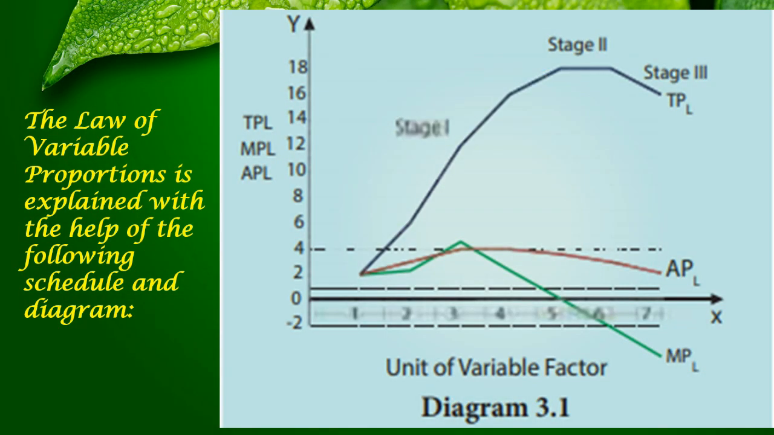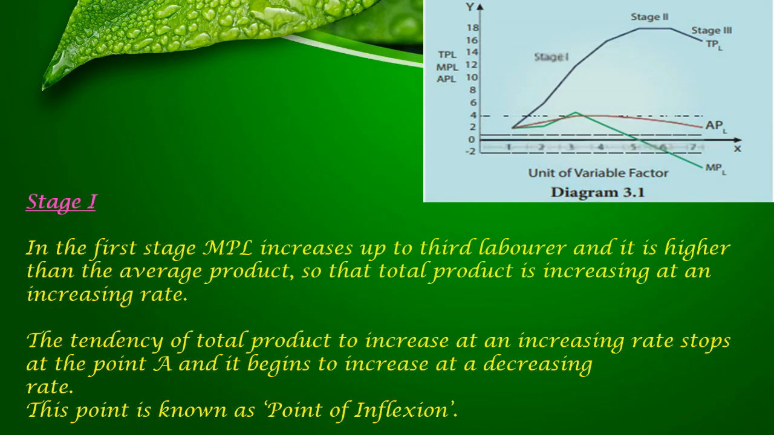Now the law of variable proportion is explained with the help of the diagram. In this diagram, the number of workers is measured on the x-axis, while TP of labor, average product of labor, and marginal product of labor are denoted on the y-axis. The diagram explains the three stages of production as given in the above table. Now follow me with the help of this diagram also.